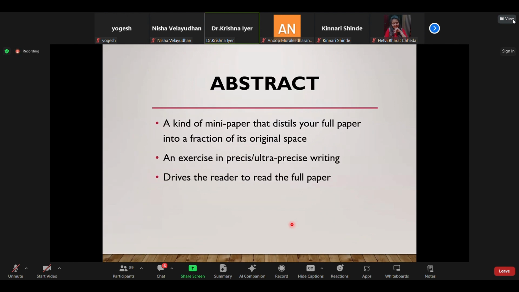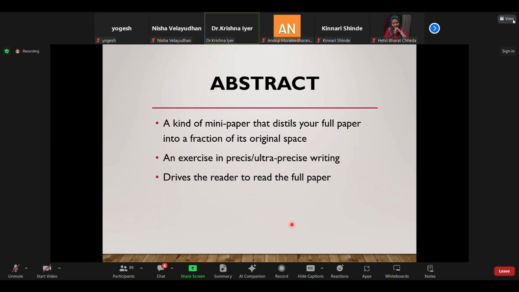Now, once you have done the title and the abstract, here comes the first part of the research paper, which is the abstract. Your abstract is like a mini paper that puts together everything that is going to appear later in the paper, but in maybe even 1/15th or 1/20th of the original space occupied by the rest. So this is an exercise in what is called précis or ultra précis writing in many cases, because many journals will tell you that the abstract should not be more than 300 words or 500 words, and so on and so forth.